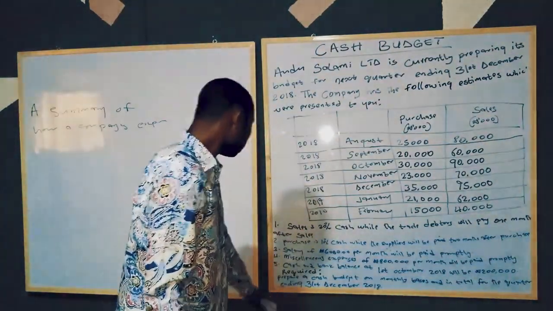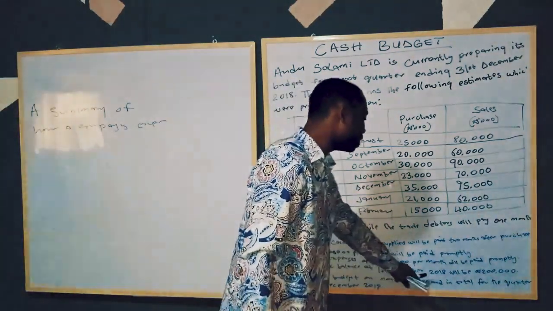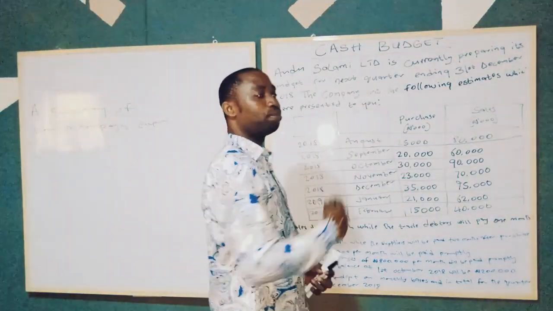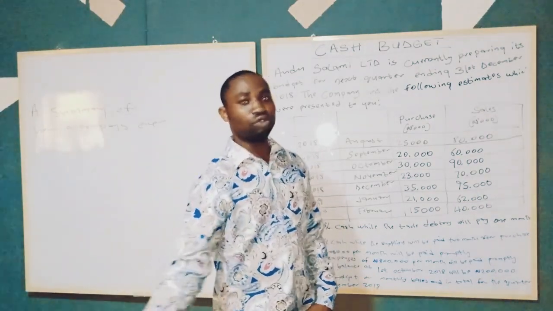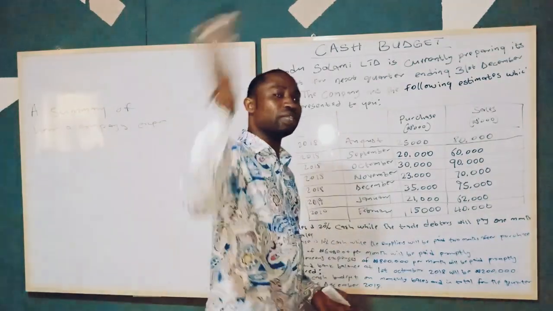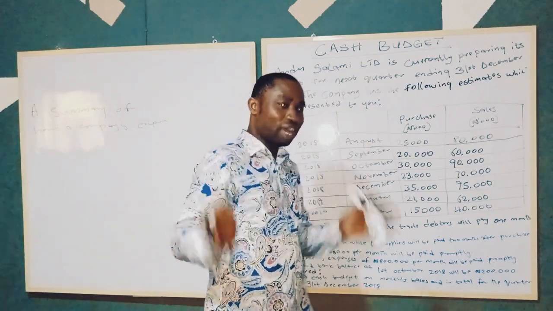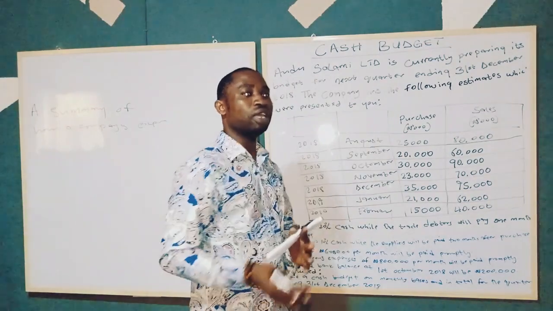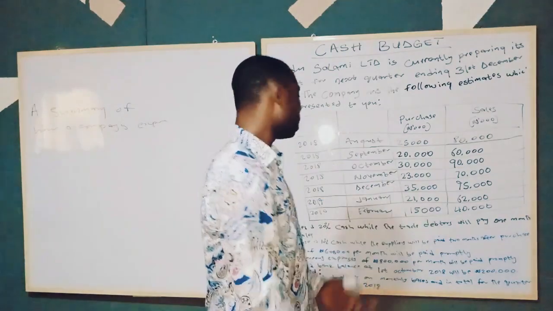Then number five, it says cash and bank balance at 1st October 2018 will be 200,000. That is the balance brought down. The balance brought down for the previous month will be the balance brought forward for the following month. That is all the money of the company, both cash in hand and cash at bank, for the previous month will be what they are going to start with in the next month.